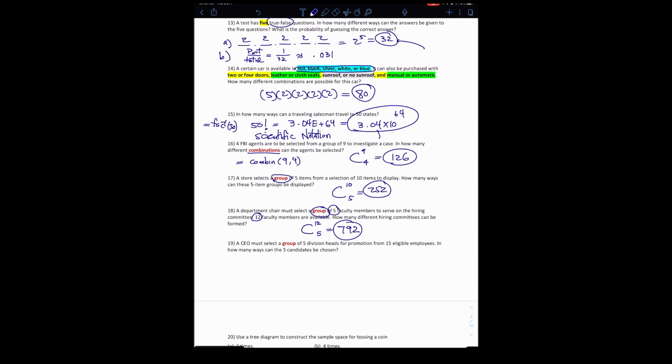How many groups of size 5 can I create from 15 eligible employees? That'll just be a combination of 15 people being chosen 5 at a time. And that's 3,003 different ways you can do it. And the command is combin 15, 5. And that gives you 3,003.